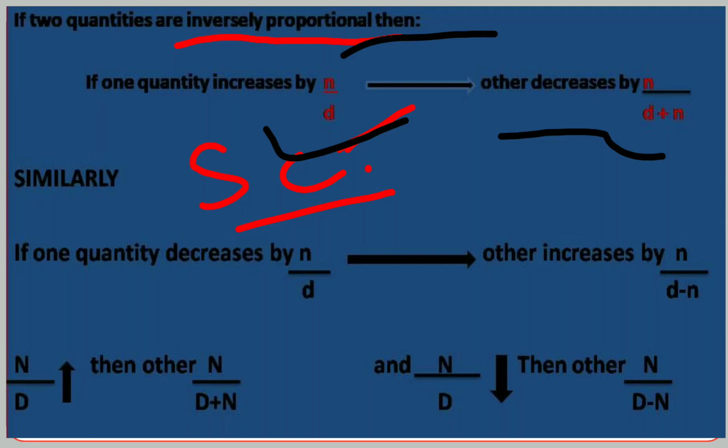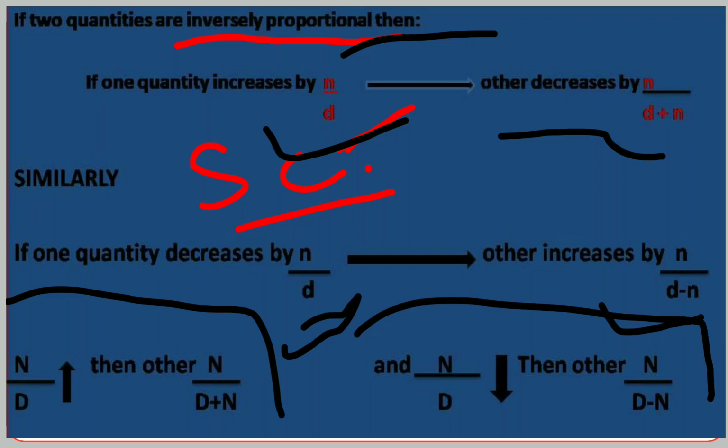Similarly, if one quantity decreases by n by d, right? Then the other increases by n by d minus n. And here's the summary. See, for an increase of n by d, in the denominator you have to add, and if there is a decrease, then in the denominator you have to subtract. Remember, this is numerator upon denominator plus minus numerator, not numerator plus minus denominator, right?